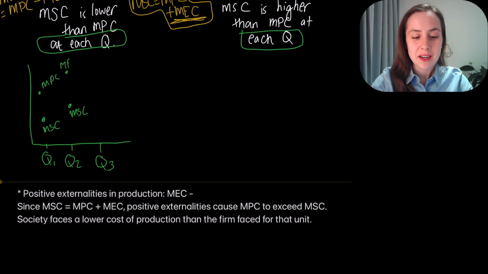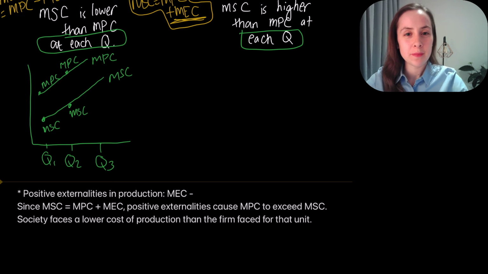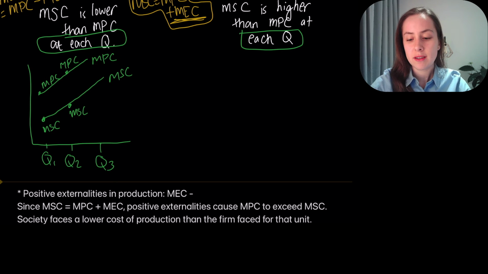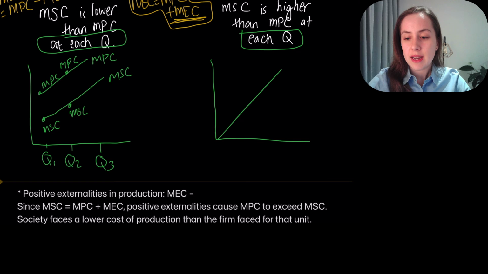What I mean is the MSC is going to be lower than the MPC. And I know this is something that gets people confused. So that's the way to think about it. It's literally lower. And the one on the right, you follow the same process, you'll find the MSC is higher than the MPC at every quantity.